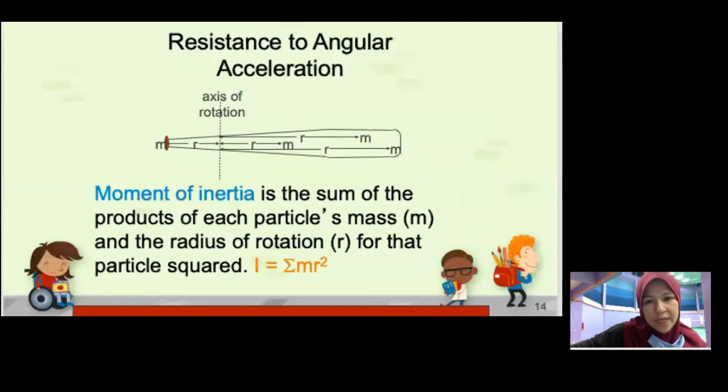Okay, so dalam resistance to angular acceleration, kita tengok dekat sini, this is the axis of rotation. Okay, here is the axis of rotation. Dekat sini ada mass dan this is the rotation. Kenapa dia ada banyak sangat rotation, ada movement, ada mass, ada resistance and mass. So movement of inertia is the sum of the product of each particle's mass, m is the mass, and the radius of rotation. Okay, for a particle square, inertia equals to sum of mass times radius kuasa 2.